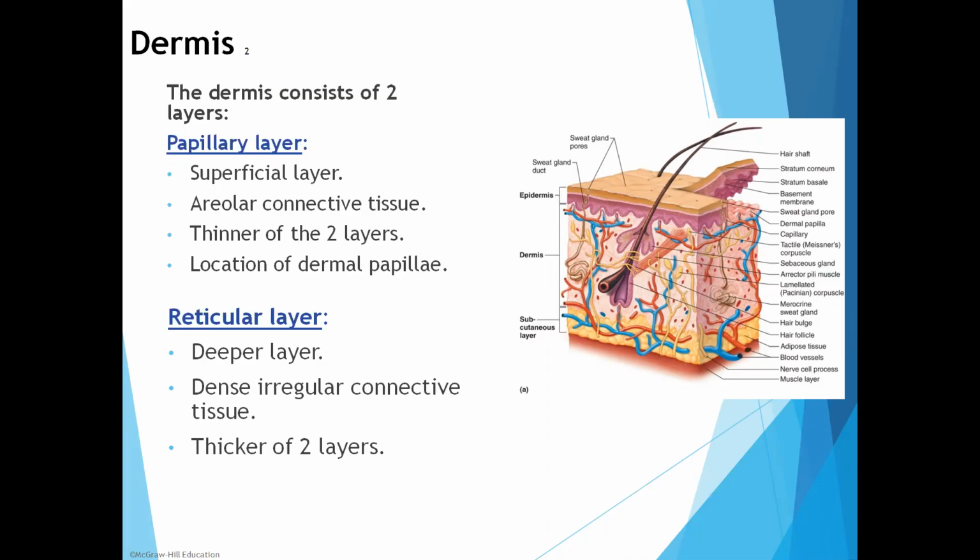Versus the reticular layer is going to find dense irregular connective tissue. And with dense irregular connective tissue, it's kind of a combination between finding collagen fibers and elastic fibers. And they're not made up in this sort of wave-like pattern. They're kind of like all over the place. And that's a good thing. It's what allows our skin to move and kind of go in these different directions. And it's the way thicker of the two layers.